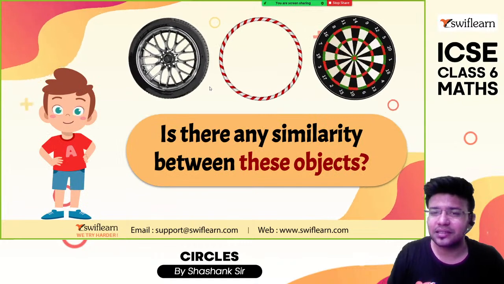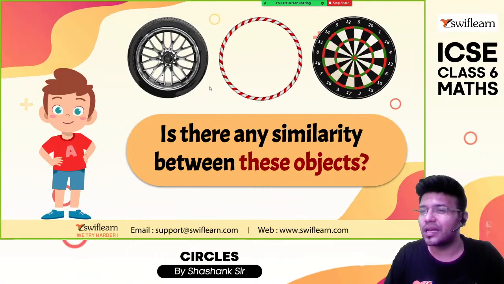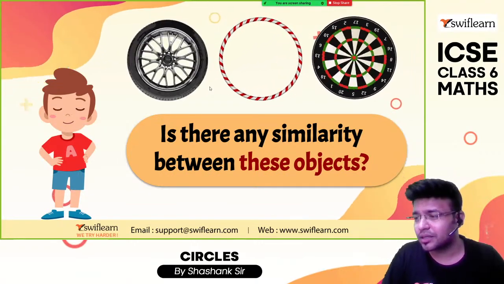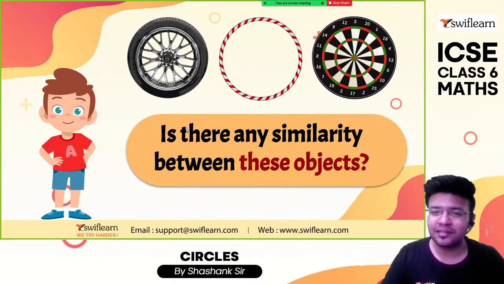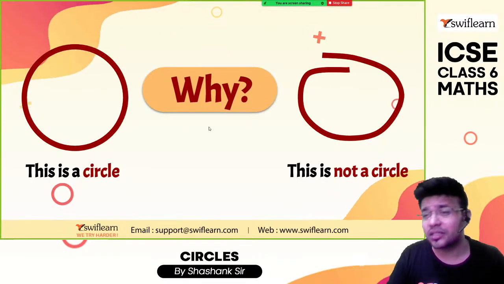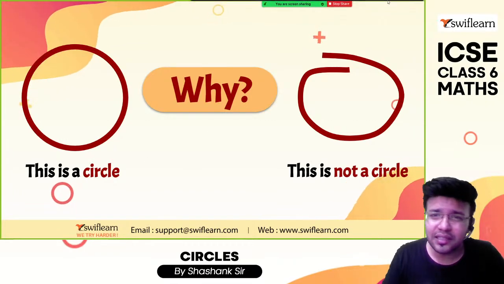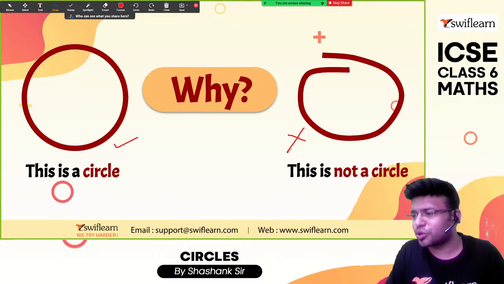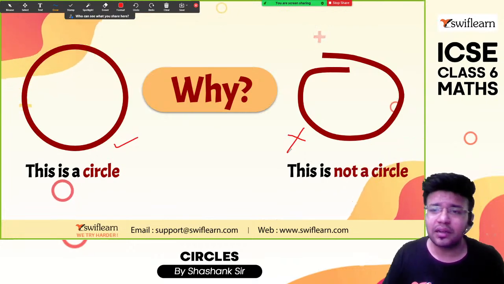Okay, today's class. So the tire, the circus wheel, the dartboard. Is there any similarity between these objects? All the three objects? Yes, they are circular in nature. This is the similarity. They are all circles. Now, what is a circle? I can say this is a circle, but not this. Why, sir? Why is the question? Ankrit, can you tell me why this is a circle, the left side figure, and the figure on the right side is not?